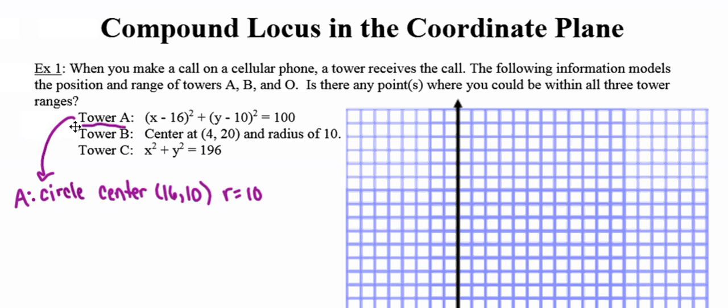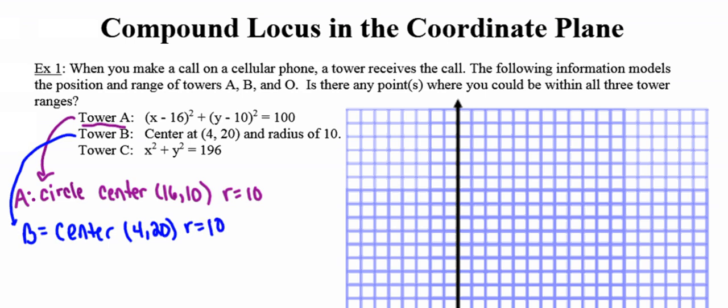Tower B, they're a little bit more straightforward, and they come right out and tell us that this guy is a circle. They tell us that the center has coordinates 4, 20, and that the length of the radius is also equal to 10. And then the last one, Tower C, again, you have to be savvy enough to recognize that this equation is that of a circle. And again, when we're dealing with circles, we really want to focus in on 2 things: the center, which in this case is at the origin with coordinates 0, 0. And then the square of the radius of this circle is going to be equal to 196. So the radius itself is going to be equal to the square root of 196, or in other words, 14.